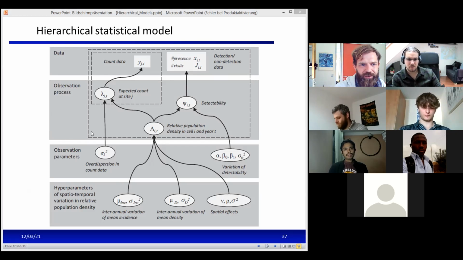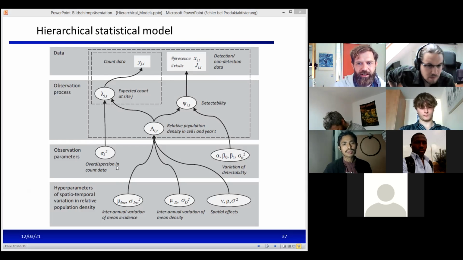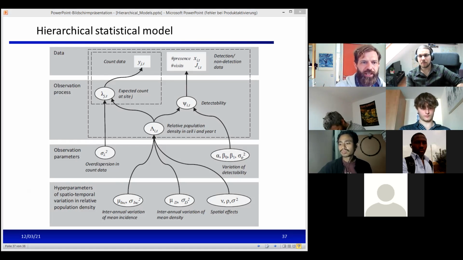And the idea is that the average population density is a predictor of the population density and the expected count on such a monitoring transect. Again, taking into account that there's some overdispersion going on.